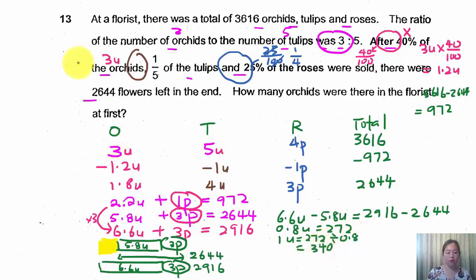340. To find 3 units here, for the number of orchids at first, 3 units is equal to 3 times 340, and it is 1020. So this is our answer.